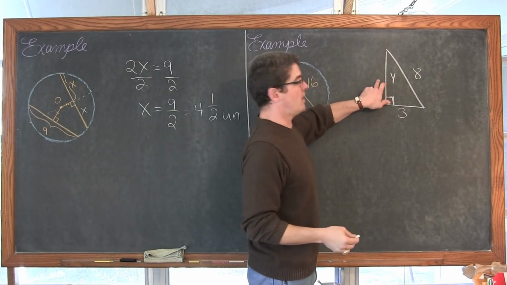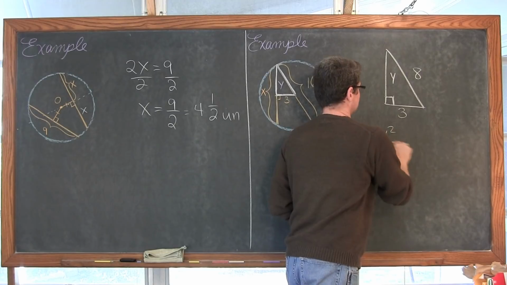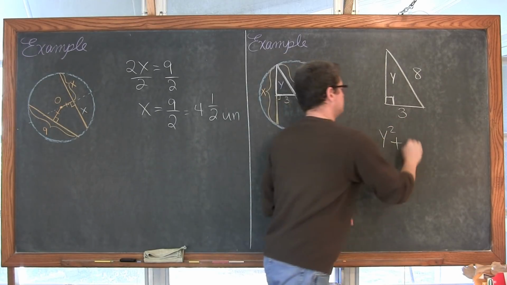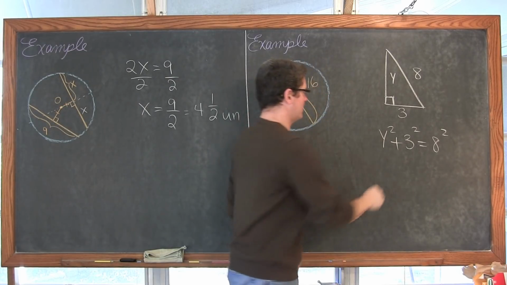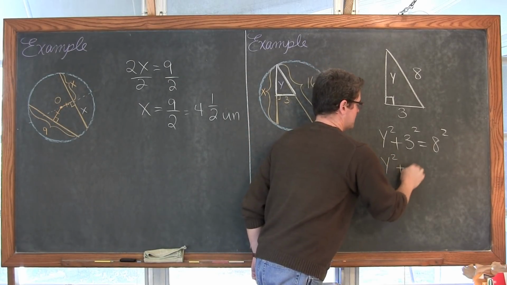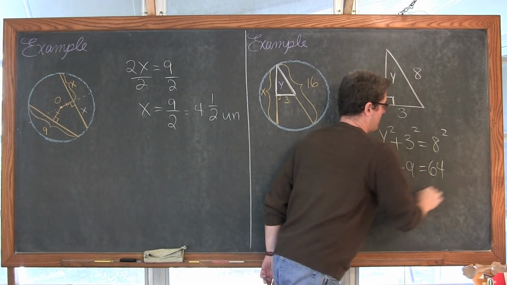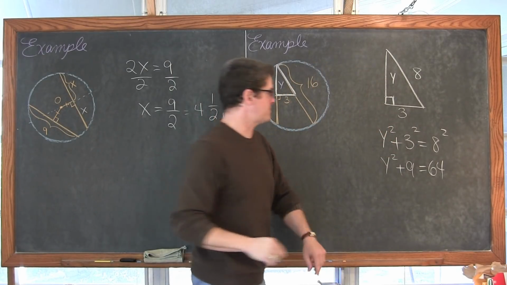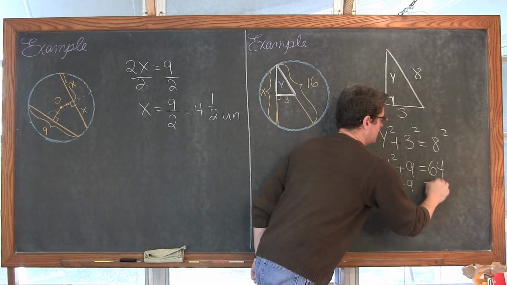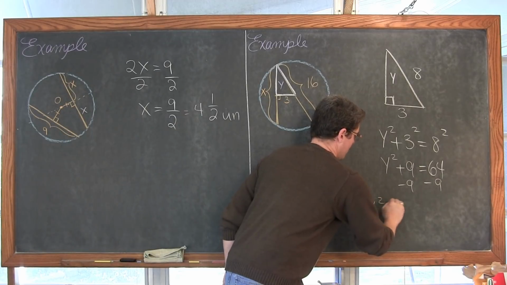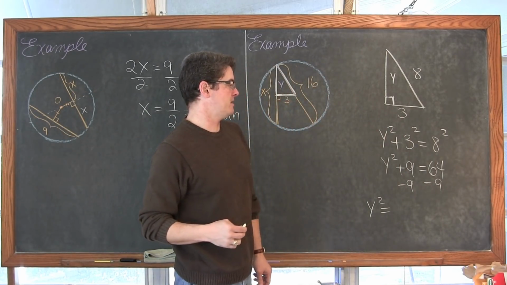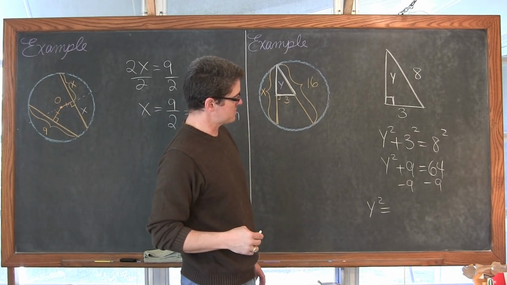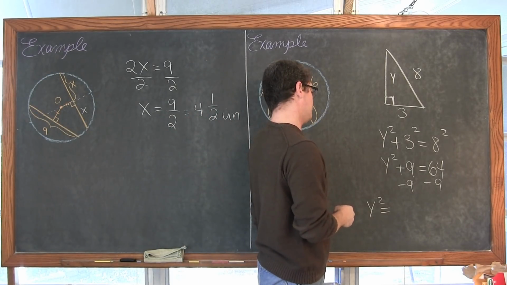So we have y squared plus 3 squared equals 8 squared. That means y squared plus 9 is equal to 64. We subtract 9 from both sides and get y squared is equal to 64 minus 9, which is equal to 55.